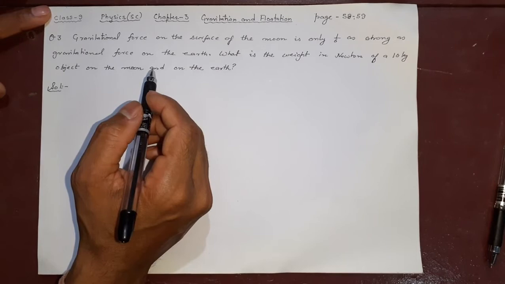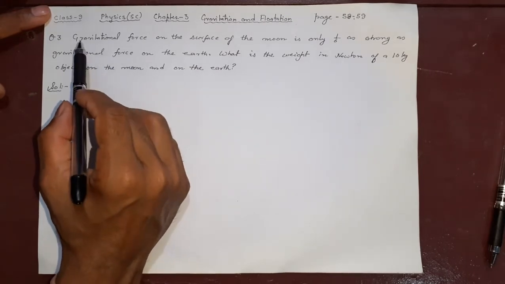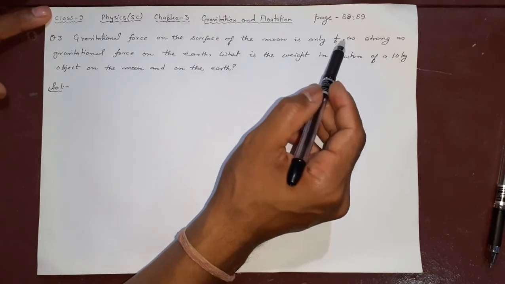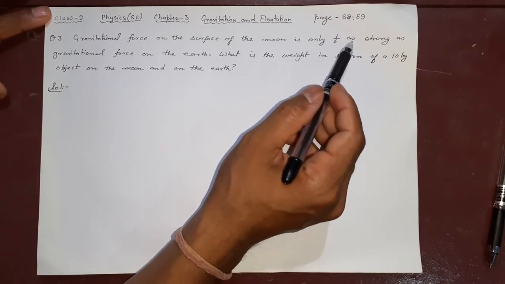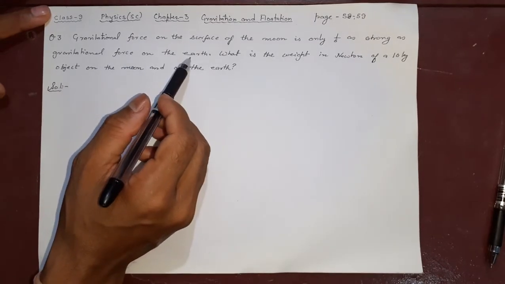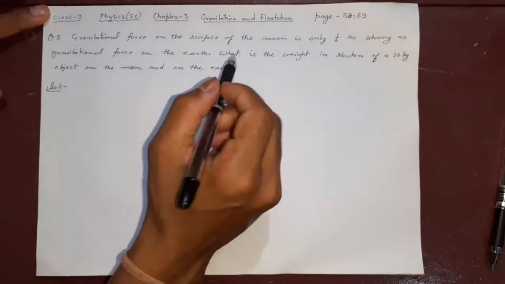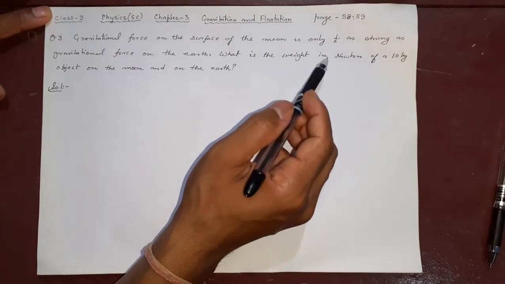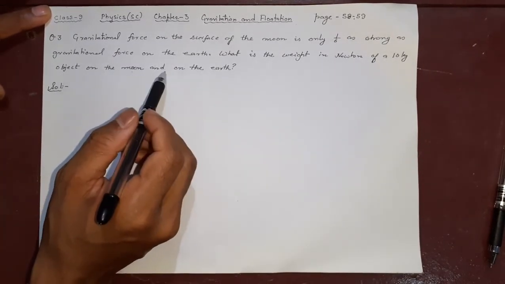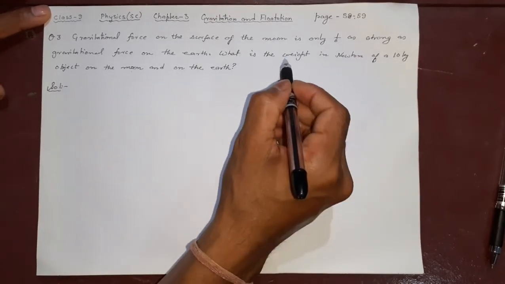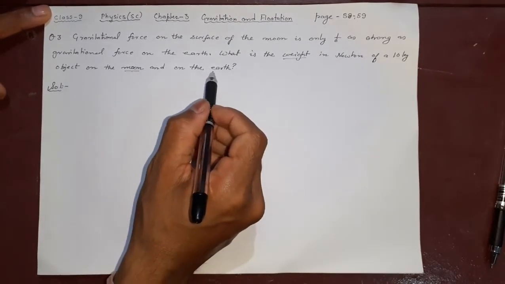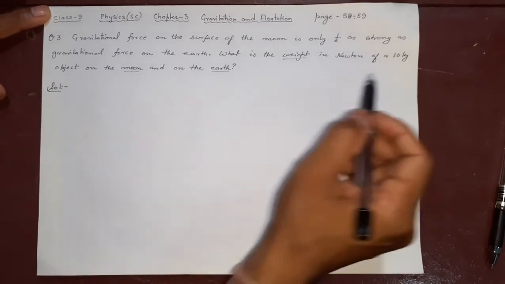Today question number 3: gravitational force on the surface of the moon is only 1/6, means 1/6 times less, as strong as gravitational force on the earth. Okay, this is a known thing. Then what is the question? What is the weight in Newton of a 10 kg object on the moon and on the earth? You have to find the weight both on the moon and when the object is on the earth. Remember, the mass is same, 10 kg.